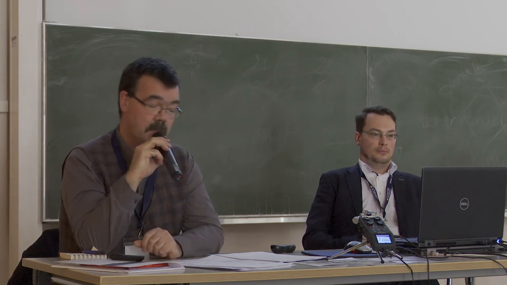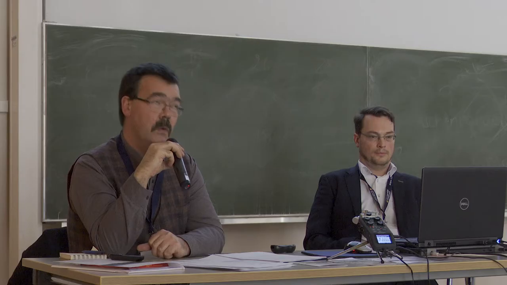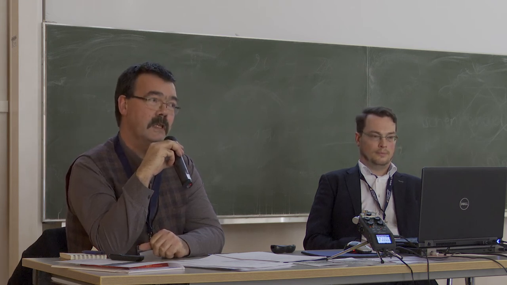So I give you some specific examples, dictionaries and large models. This is one of my annual test sets for 1 year, 24 pages. The blue columns are the pure model without dictionary. The red columns are the HTR result for the model with dictionaries. The arrows indicate on which page the CER has become worse after using the dictionary. So you can see more than half of the pages, the character error rate was worse than without dictionary.